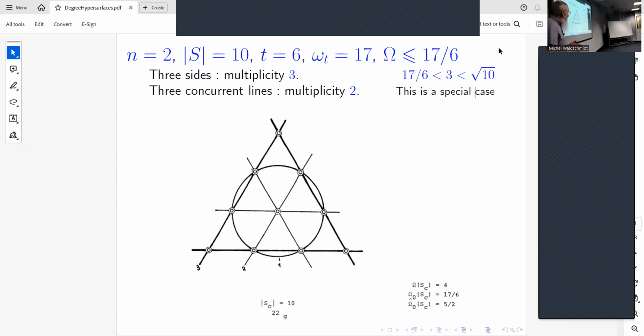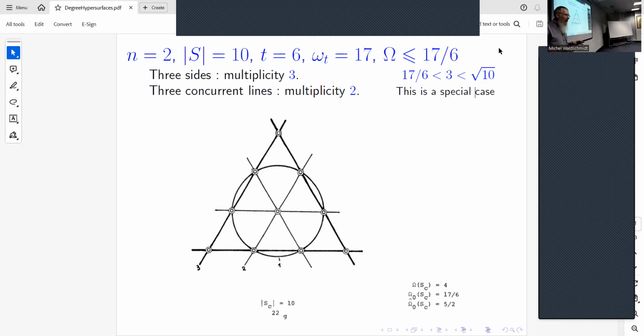You have to understand the problem that we want: for any set S, there is a T so that omega T of S over T is less than 2. For some special sets S, for example this one, which is a nice set, you can look at the polynomial which has a small degree. You have a multiplicity at each point. You have 10 points, and the degree of the polynomial is 17, and 17 over 6 is less than 3, which is less than the square root of 10. So there are some examples where omega T over T is less than this.